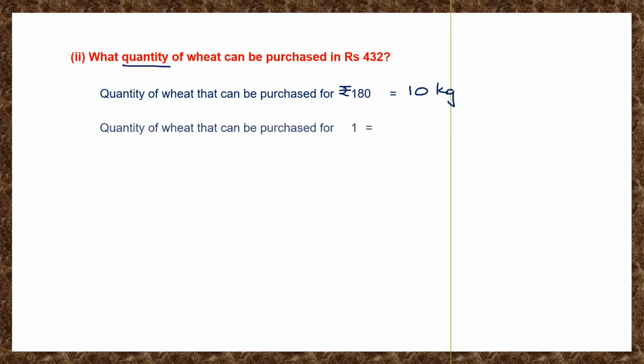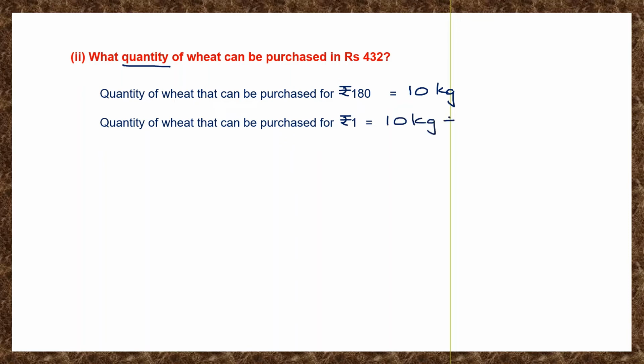For 180 rupees, you can get 10 kg. So for 1 rupee, how much will you get? We have to divide 10 kg by 180 rupees. So let's do that. So that is 10 divided by 180. Let's cancel. So what is left is 1 by 18. So how much wheat will you get? You will get 1 by 18 kg of wheat for 1 rupee.